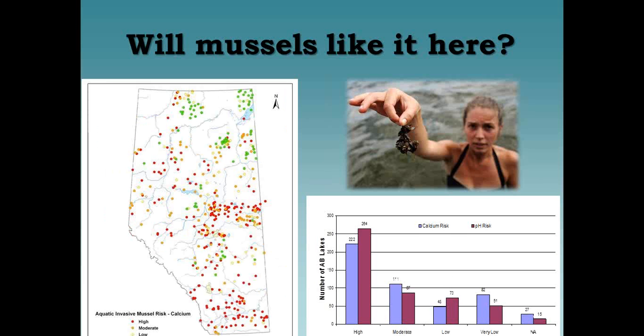So will mussels like it here? For whatever reason, we really haven't had this on our radar until recently. But the quick answer to that is yes. This map here: mussels really need calcium to build their shell. And while there are some other water quality parameters that are important, the calcium is really the biggest predictor of whether or not they could live there.